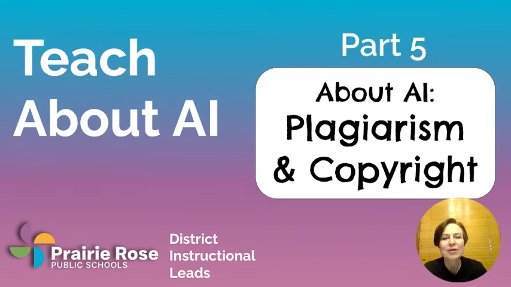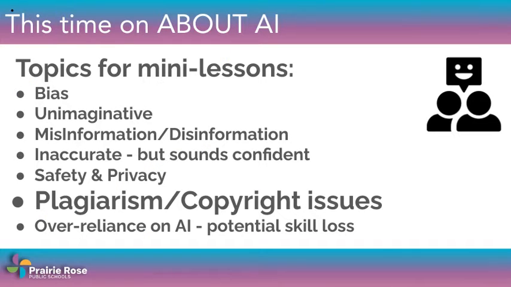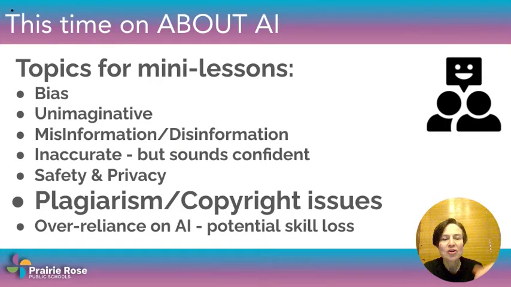This time on About AI, we are going to be looking at the issue of plagiarism, copyright issues, and really, is AI cheating? If you haven't already, you can go back and take a look at the rest of this series where we look at bias, misinformation, hallucination, safety, and privacy. This is video 5 in our series. We hope you'll watch the rest.